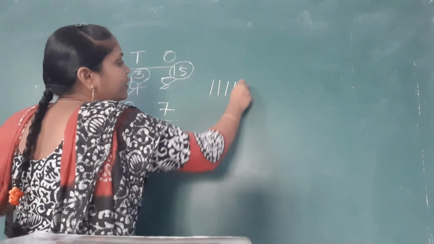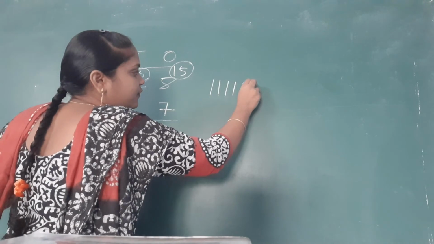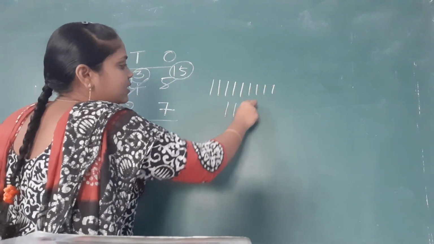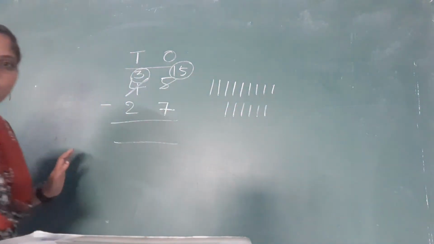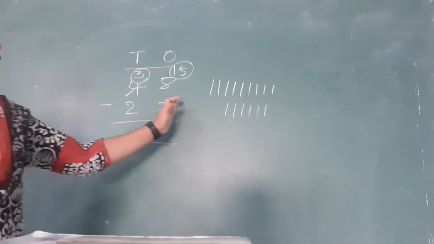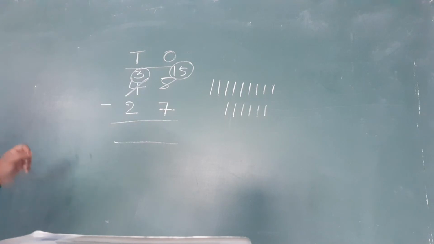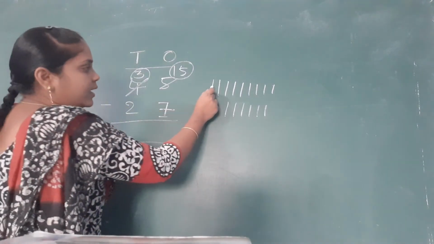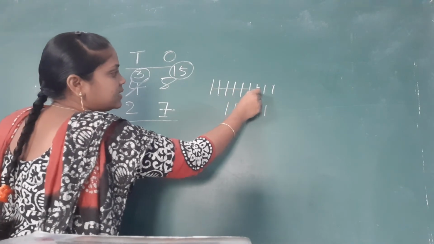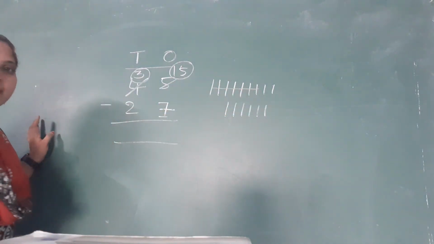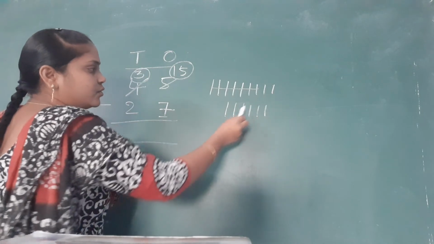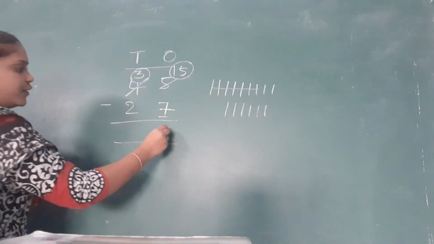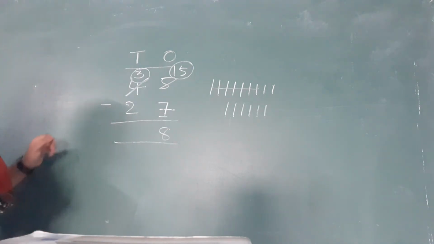So draw 15 lines: 1, 2, 3, 4, 5, 6, 7, 8, 9, 10, 11, 12, 13, 14, 15. Now from this 15, you have to strike out 7. 1, 2, 3, 4, 5, 6, 7. Now how many are remaining? 1, 2, 3, 4, 5, 6, 7, 8. So 15 minus 7 is 8.